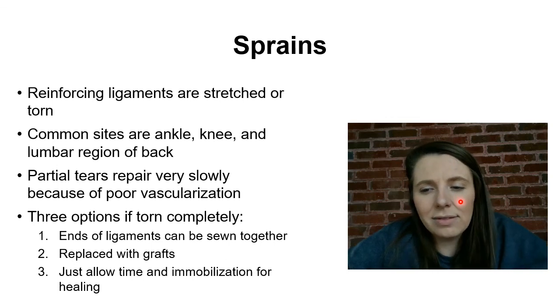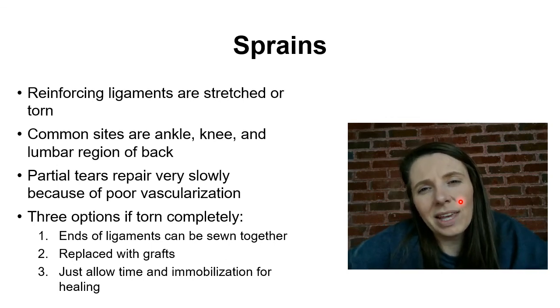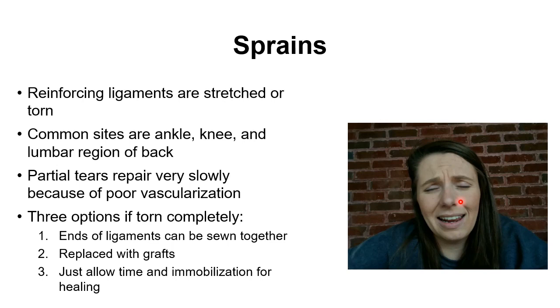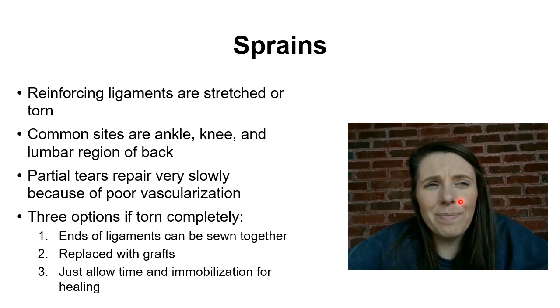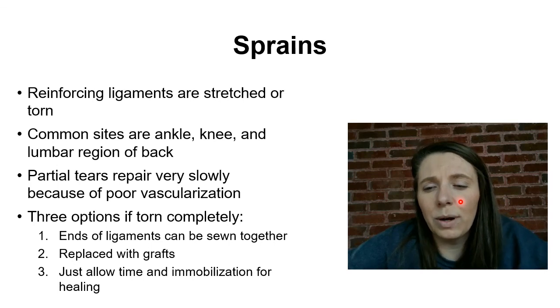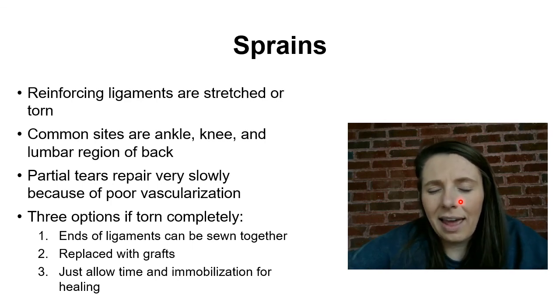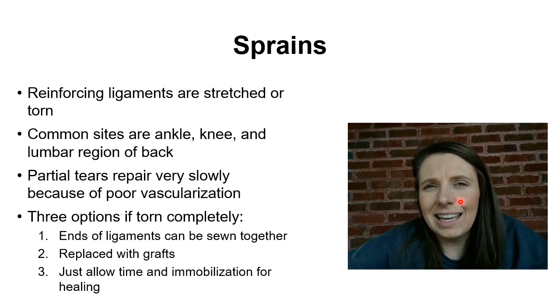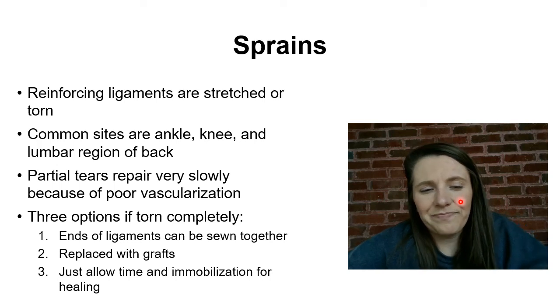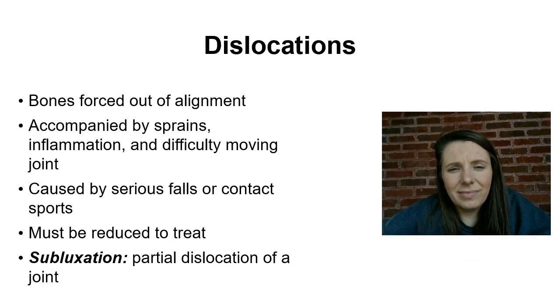So sprains happen to ligaments. If you've ever heard of the word strain with a T, S-T-R-A-I-N, that's only referring to muscles or tendons, okay? So sprains with a P is ligaments, and strains with a T is tendons and muscles.